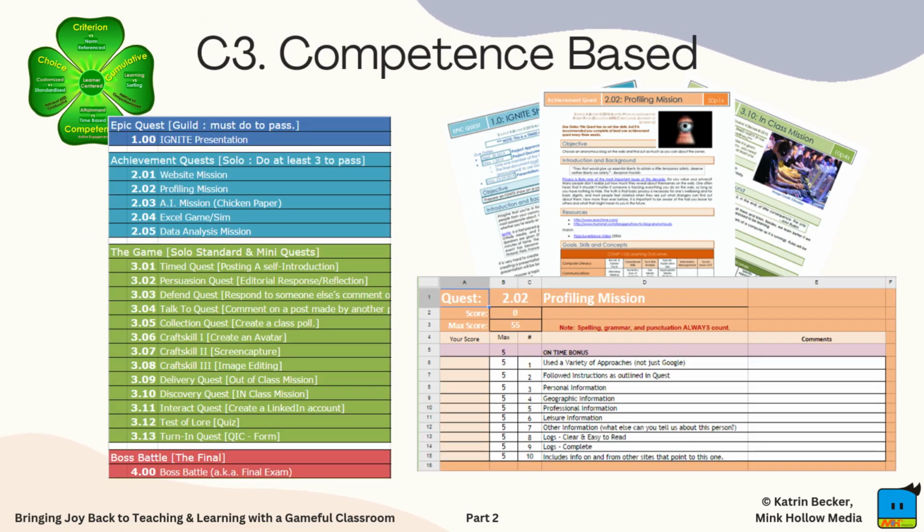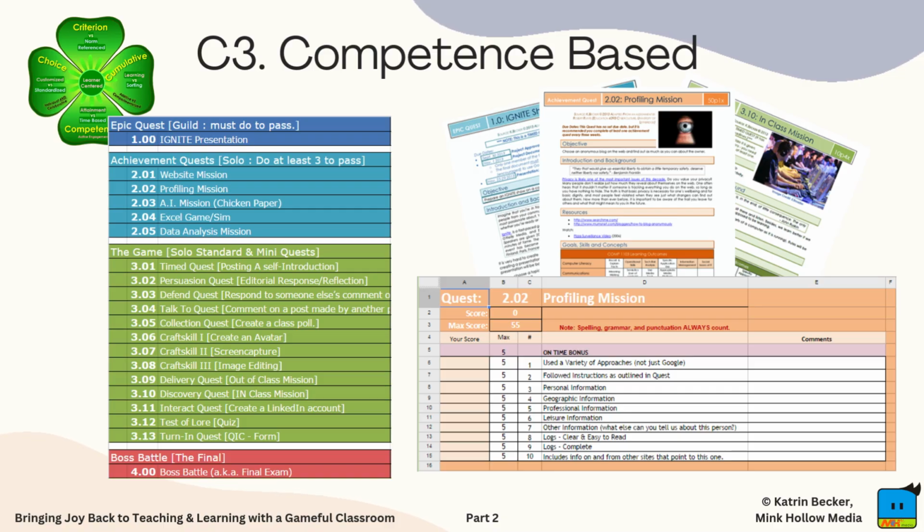Competence-based progression allows for as much time to be spent on a particular thing as is practically possible to do in the confines of a course. And students are allowed to work on these things until they get them to the point where they're happy with them.